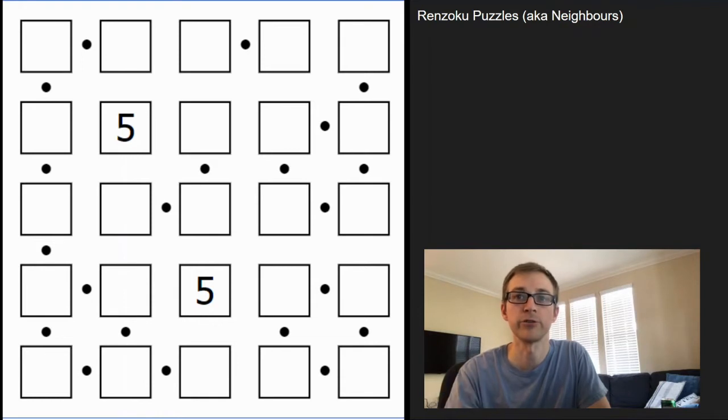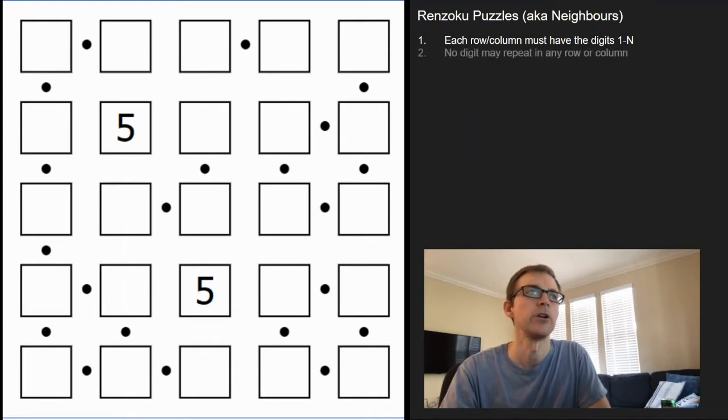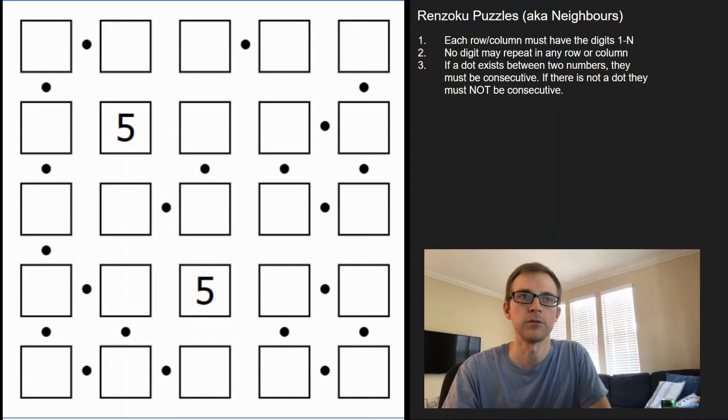This one's on a Renzoku puzzle, also known as a Neighbours Puzzle. It's very similar to a Sudoku with a slight twist. The rules state that each row or column must have the digits 1 through 5 if it's a 5 by 5 grid; if it's a 6 by 6 grid, you'd have the digits 1 through 6, and so forth. No digit can repeat in any row or column, and if a dot exists between two numbers, they must be consecutive. If there's no dot, then they must not be consecutive. And that's it for the rules.